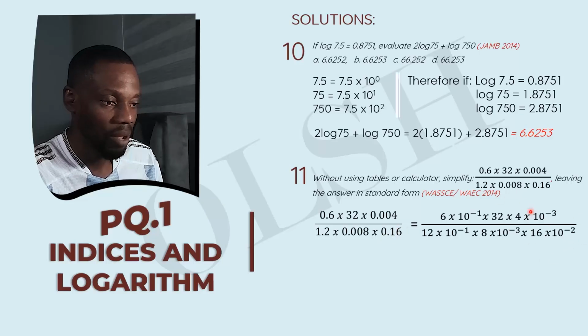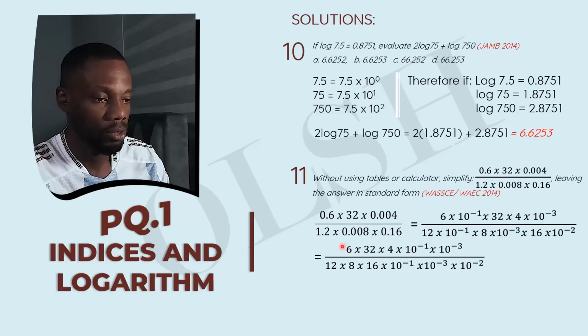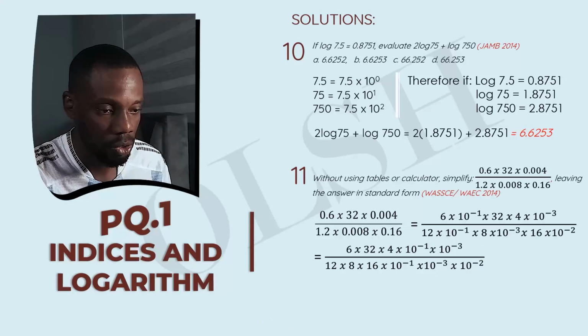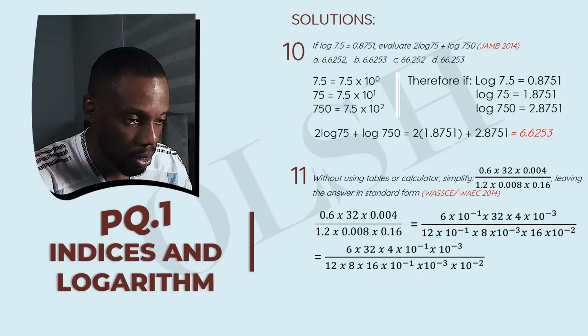So if we have to simplify this, let's collect like terms. We have 6 times 32 times 4 times 10 raised to the power minus 1 times 10 raised to the power minus 3 on one side. Then 12 times 8 times 16 times 10 raised to the power 1 times 10 raised to the power minus 1 times 10 raised to the power minus 3 times 10 raised to the power minus 2. Here 10 raised to the power minus 3 can cancel this 10 raised to the power minus 3 here. So we have 10 raised to the power minus 2. 10 raised to the power minus 1 can cancel 10 raised to the power minus 1 here. So we just have 10 raised to the power minus 2 left.